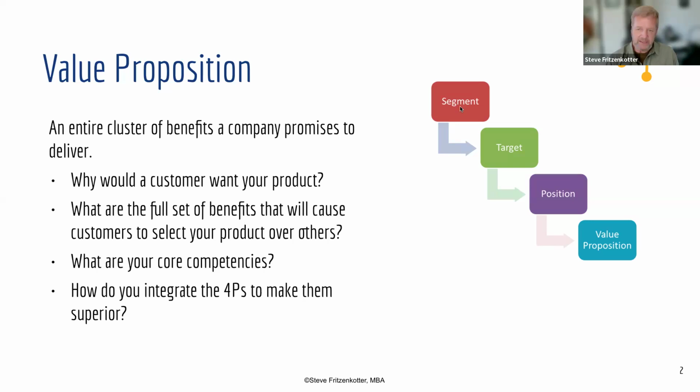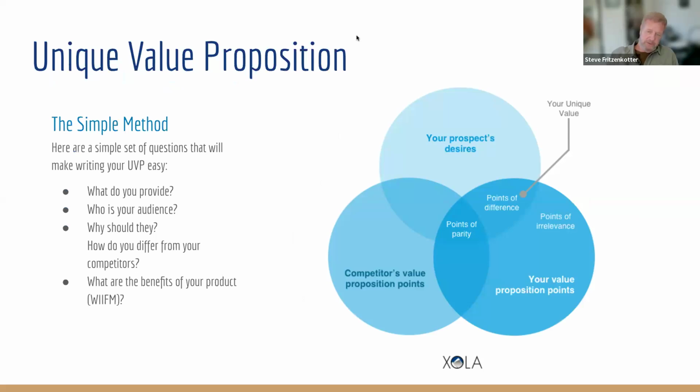So you've got your segment, then you've got a target within the segment, you position your product, and you position it using the unique value proposition. This chart helps illustrate the UVP, unique value proposition. This top circle represents what our prospects or customers want and what they expect. Then this circle represents what our competitors offer. And this circle, the dark blue, represents what we offer.